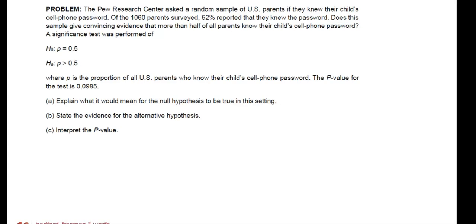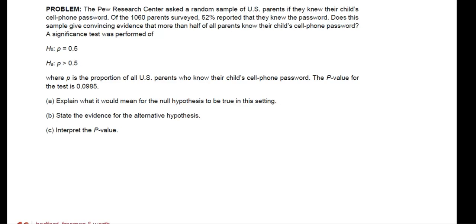Okay, so the Pew Research Center asked a random sample of U.S. parents if they knew their child's cell phone password. It's actually interesting. Of the 1,060 parents surveyed, 52% said they knew the password. Does this sample give convincing evidence that more than half of all the parents know their child's password? A significance test was performed where the null is nothing's unusual, 50% know it. The alternate is we think a little bit more than that, where P is the proportion of U.S. parents who know their children's cell phone password. The p-value is 0.0985.